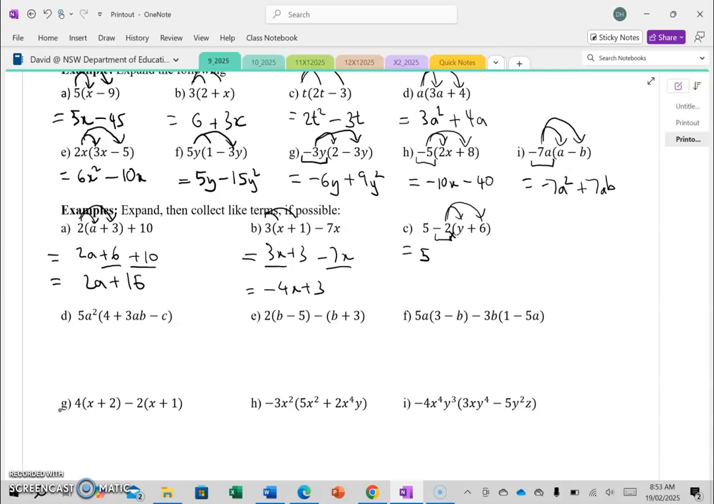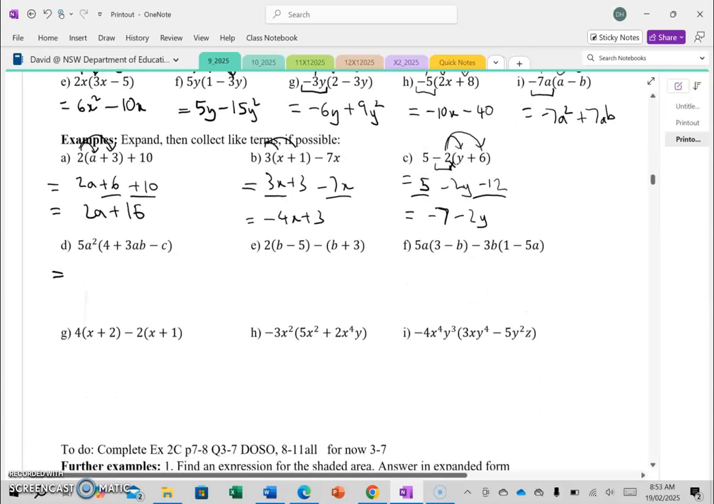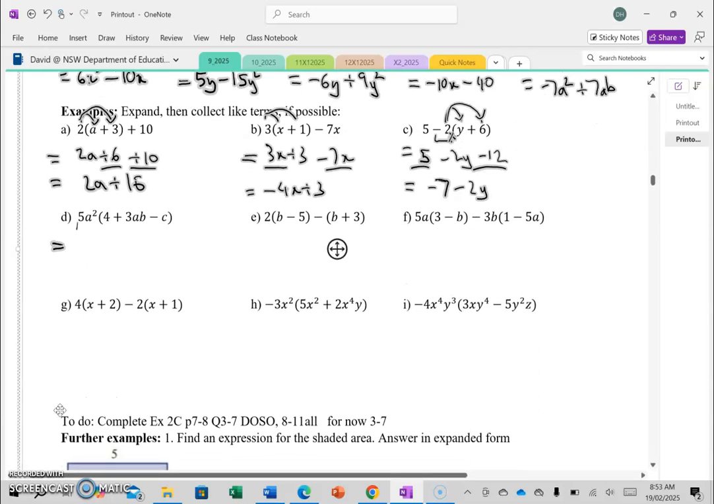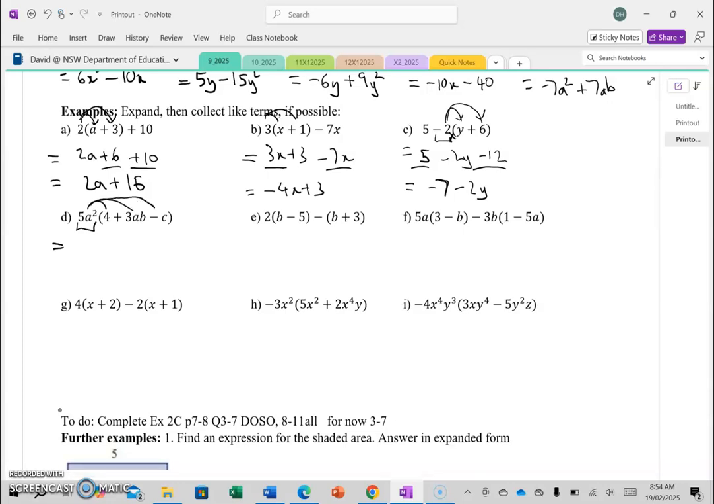Okay, so negative 2 times y is negative 2y, negative 2 times positive 6 is negative 12. And now we can collect like terms. So that'll be negative 7 minus 2y. Okay, next one. We're timesing by 5a squared each. Now here there's 3 terms inside the bracket. It still works just like normal. Just each of those 3 terms need to be multiplied by 5a squared. So the answer should be 20a squared plus 15a cubed b minus 5a squared c.